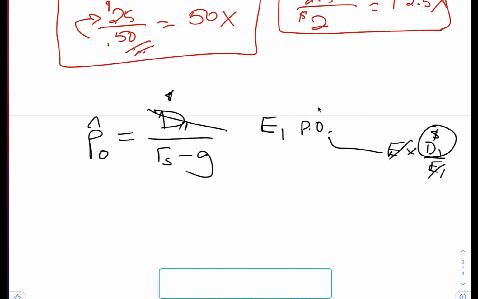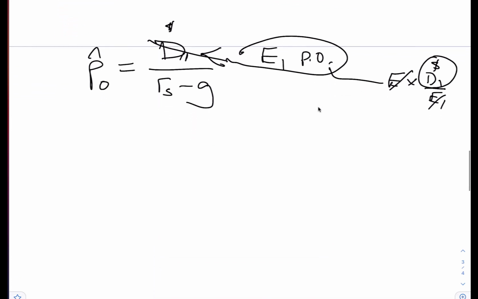If we make the substitution and divide both sides by E1 algebraically, we get an estimate of the stock price today divided by E1, earnings next year. And by the way, I should put a little caret here, because this is an estimate of earnings next year. We have to estimate next year's earnings. We don't really know for sure what they're going to be, so this relies on an estimate.